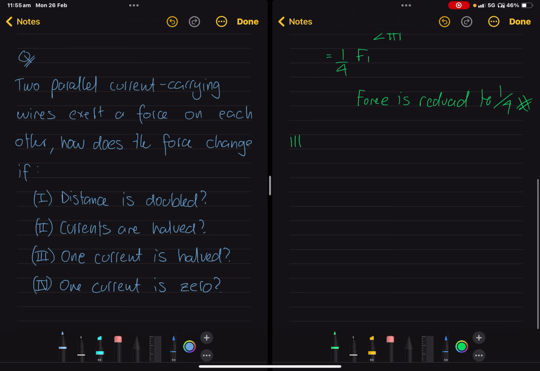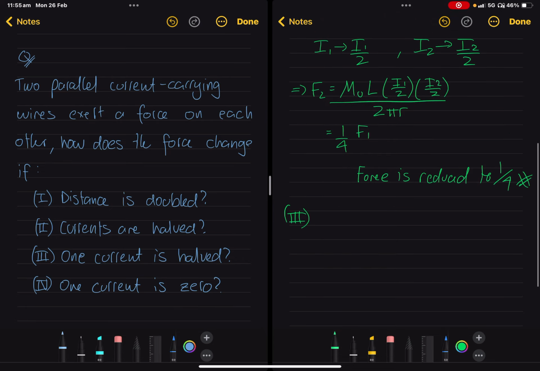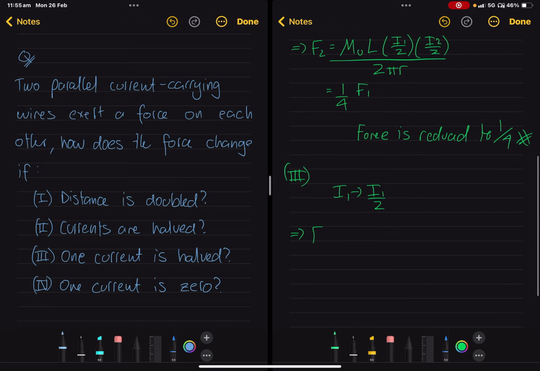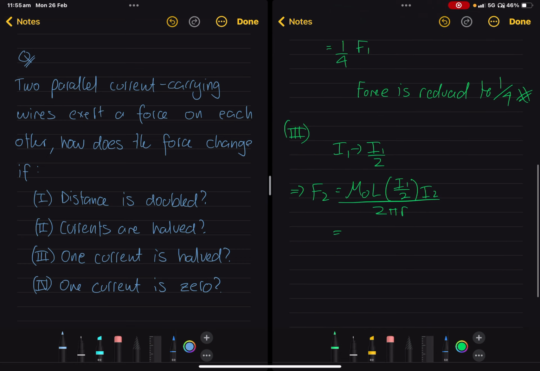Now for part 3, we want to know what happens if one of the currents is halved. Well, it's going to be very similar to the previous part. In this case, we only need to set one current to that current divided by 2. So we're going to find that the new force, force 2, will be mu naught times length times current 1 over 2 times current 2 divided by 2 times pi times the distance between them. Well, this is force 1 multiplied by 1/2.